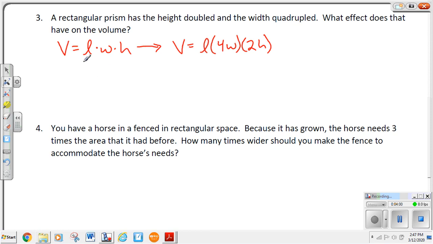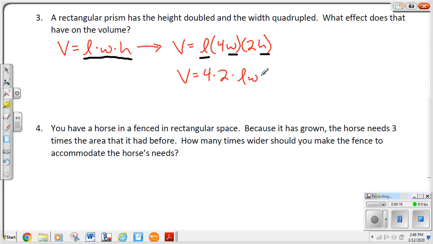Now, look for length, width, and height. Length, width, and height. It's all multiplication. The extra pieces 4 and 2 can be moved to the front. We can multiply 4 and 2 to get 8. So length times width times height became 8 times length times width times height. So the volume became 8 times bigger.